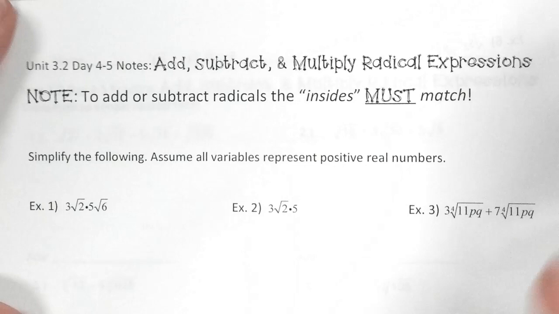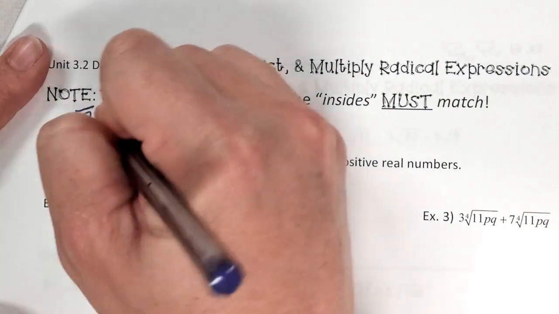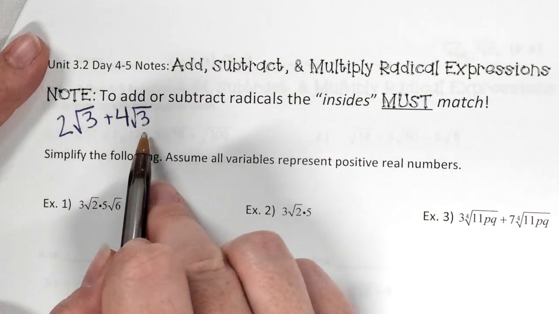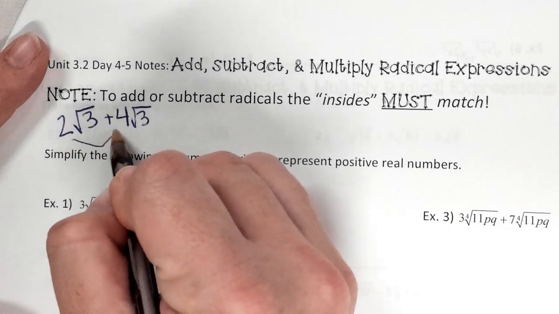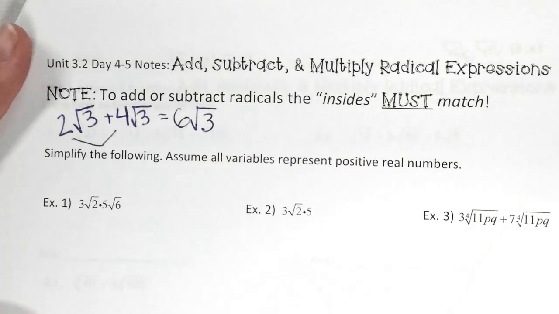Yes? Okay, cool. So for example, if I have 2 square root of 3 plus 4 square root of 3, do they have the same root? Yes. Do they have the same inside of the root? Yeah. So we can combine this. What's 2 plus 4? 6. So this would be 6 square root of 3.